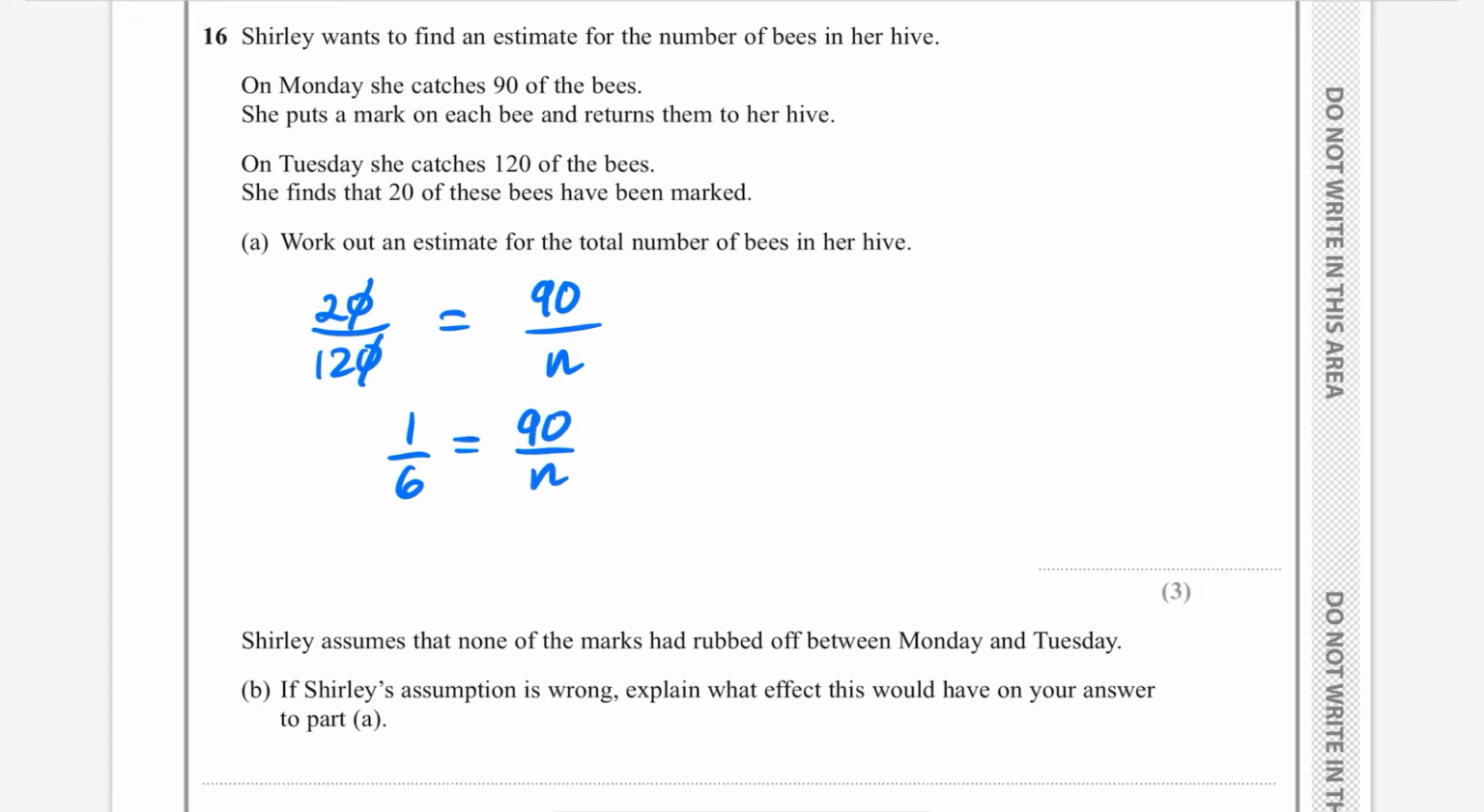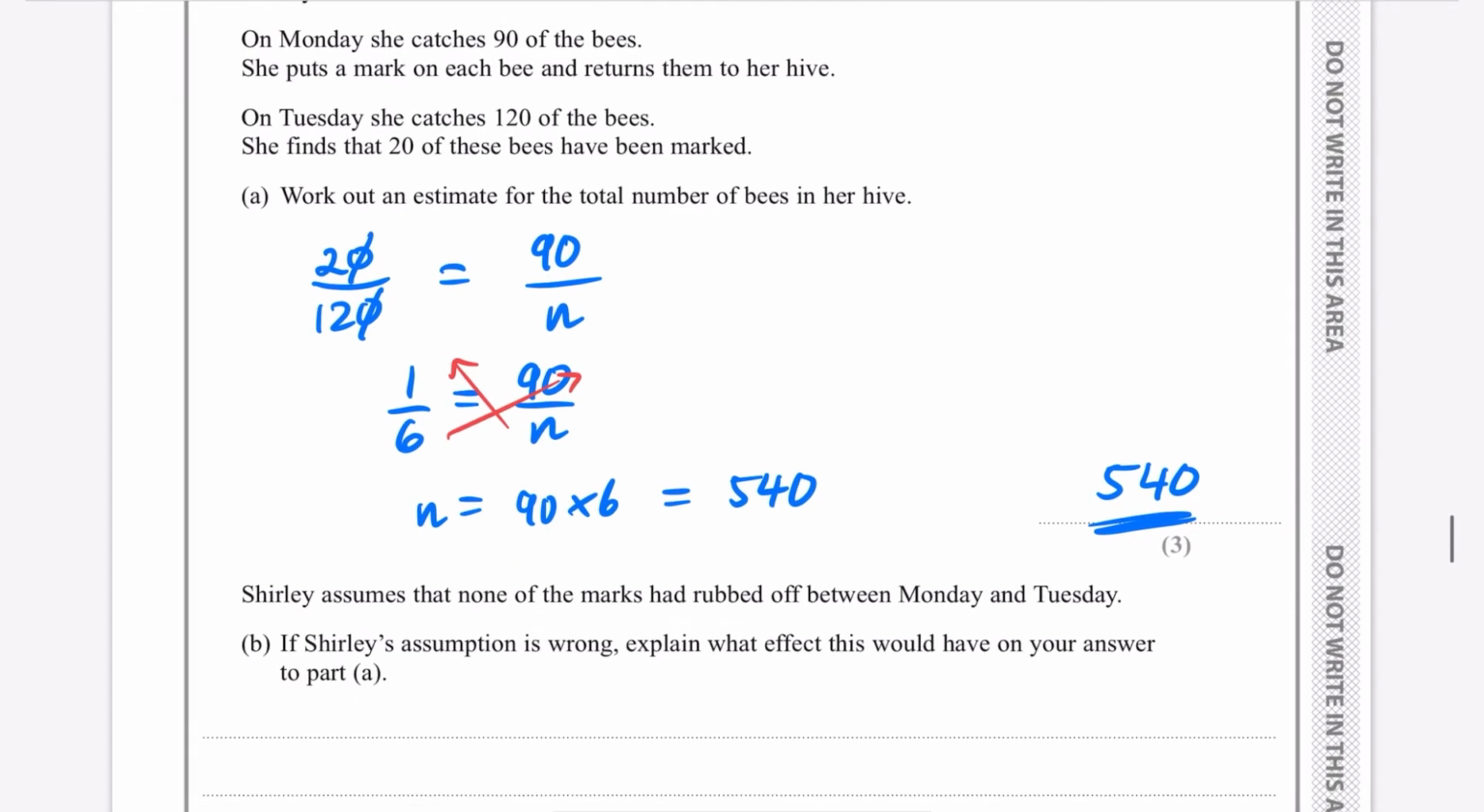Now you can solve this in lots and lots of different ways, but I think about multiplying the n up to this side and the 6 up to this side like this, so that we end up with n equals 90 times 6. 9 times 6 is 54, and add on the extra 0. So we think that there's probably going to be about 540 bees in the hive.